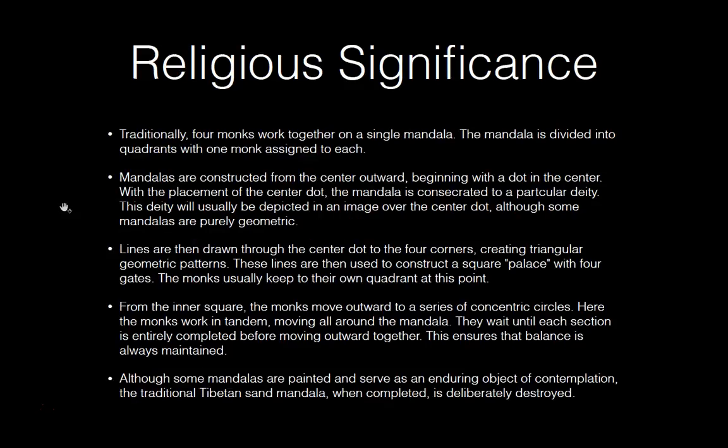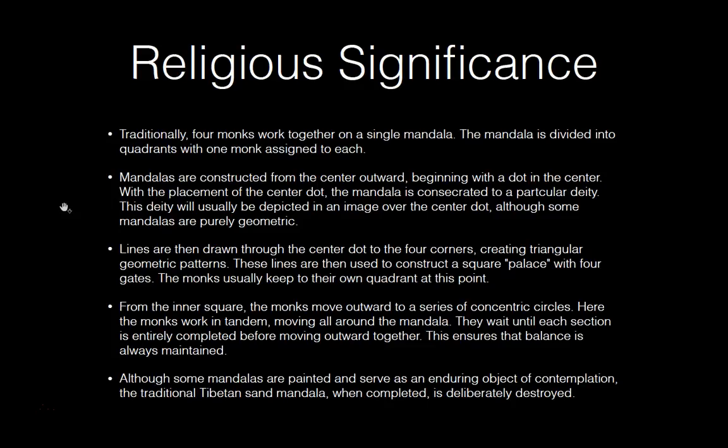So 4 monks will work together on a single mandala, and they're divided into 4 quadrants with 1 monk assigned to each. They're constructed from the center out, beginning with a dot in the center. The center dot in the mandala is really dedicated to a specific deity. The deity will usually be depicted in an image over the center dot, although some are just completely geometric. Then lines are drawn out to the 4 corners, creating a triangular geometric pattern.